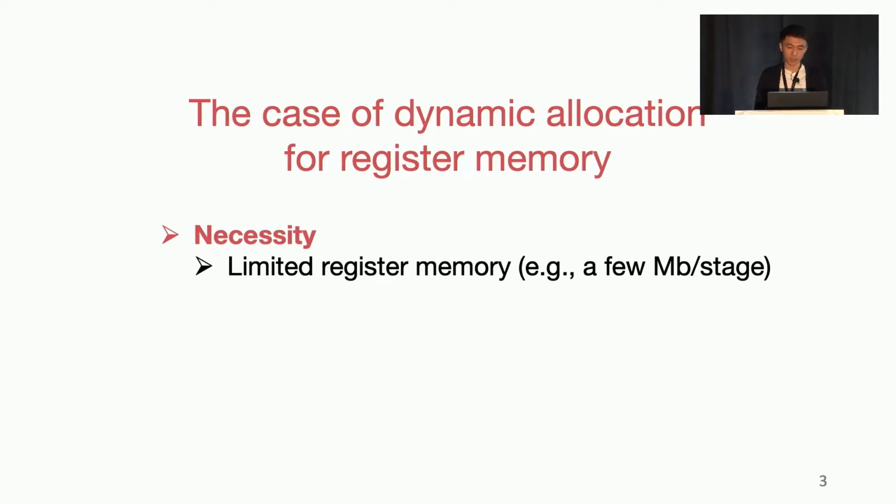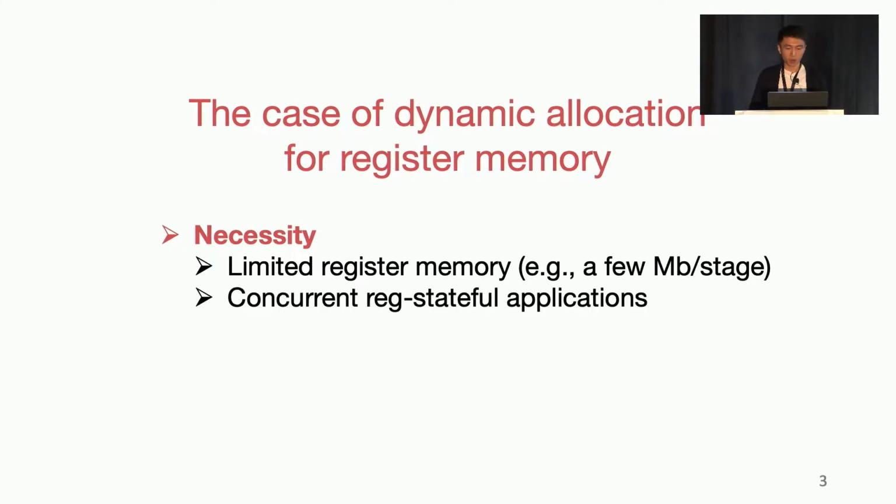Then I'd like to introduce the case for dynamic allocation of register memory. Someone may ask, why do we need dynamic register memory allocation? The first reason is necessity. Register memory on programmable switches is fundamentally limited by the hardware. For example, there are only a few megabits of register memory per stage on Intel Tofino switches. Besides that, modern cloud service providers usually serve multiple tenants concurrently and allow them to run different network applications dynamically. So a mechanism for register memory allocation is necessary for these concurrent stateful applications.